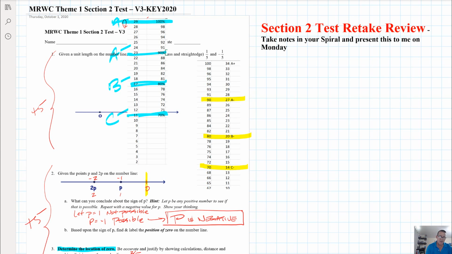I'm going to reference version 3 of the test. This may not be your test, but I'm just going to reference it to explain things and to get examples from. It's going to help you out nonetheless. Every class has 2 different versions, and the retake will have a different version. But we can reference this to get an idea of what we need to do.